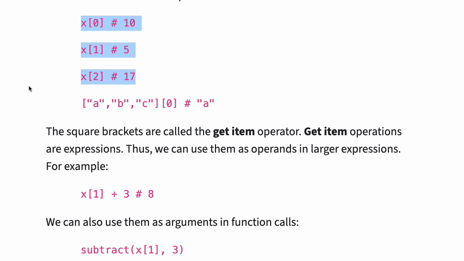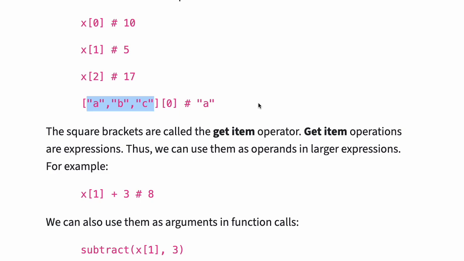Using x as an example, x[0] is 10, x[1] is 5, and x[2] is 17. And the element at index 0 of the list ['A', 'B', 'C'] is 'A'. The square brackets are called the getItem operator.